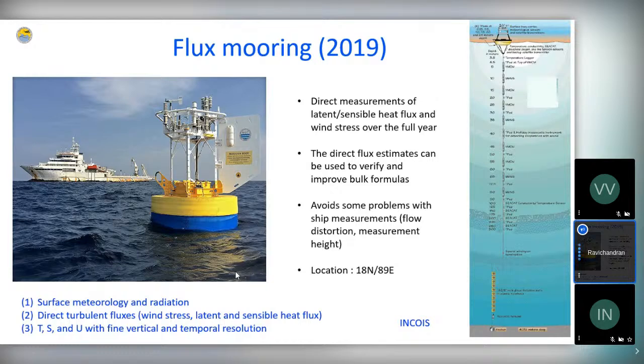So this direct flux estimate can be used to verify the bulk formulae that we are using for the atmospheric forcing parameters for the ocean, and to check how good the atmospheric fluxes are in the model compared to what we are observing through conventional methods. Of course, this mooring has surface meteorology and radiation, direct turbulent fluxes, and also temperature, salinity and currents at very fine vertical resolution up to 500 meters or so. It will provide a very comprehensive data set at that location, with the full set of all the parameters.